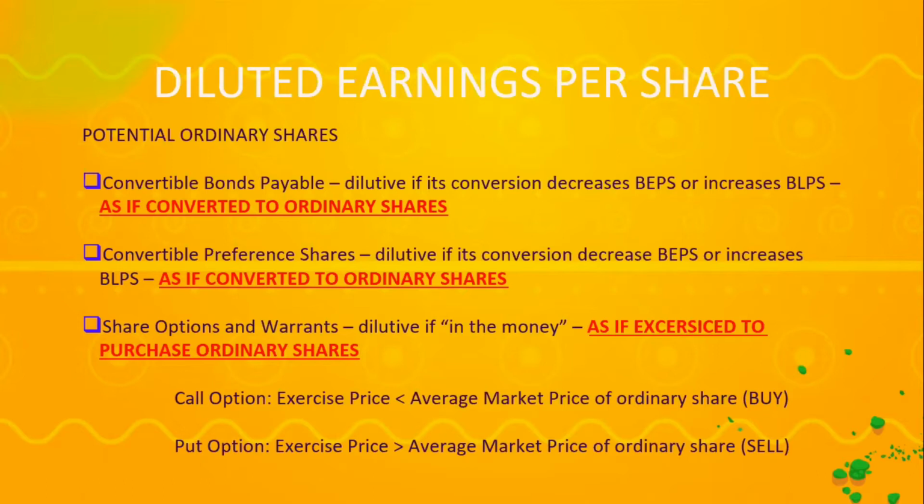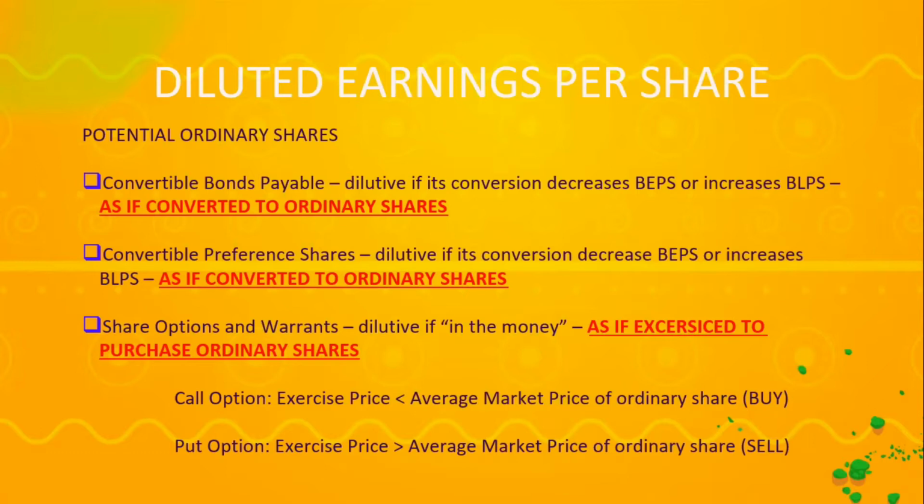For example, we issued convertible bonds in September 2021. As early as January 2021, we'll assume that the bonds payable has already been converted to ordinary shares. That's how we should take into account this type of transaction. So let's go to number 2, convertible preference shares.